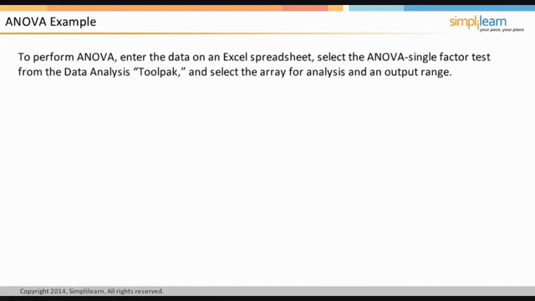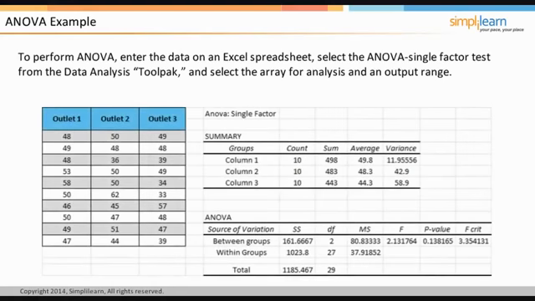The steps to perform ANOVA in Excel are as follows. After entering the data to a spreadsheet, select the ANOVA single factor test from the Data Analysis Tool Pack. Select the array for analysis, designate that the data is in columns, and select an output range. Excel shows the descriptive statistics for each column in the top table. In the second table, the ANOVA analysis shows whether the variation is greater between the groups or within the groups.